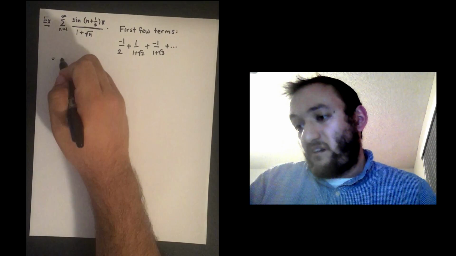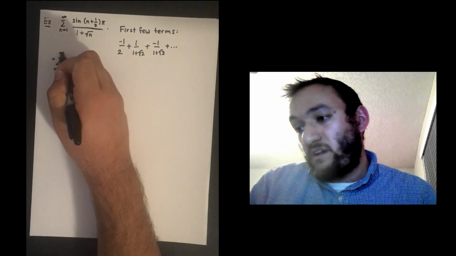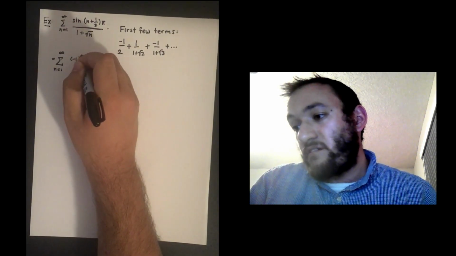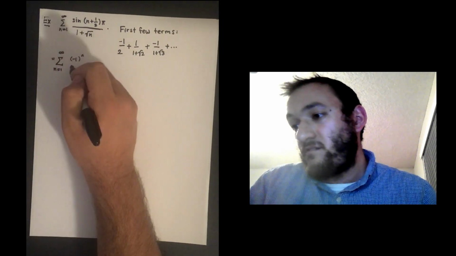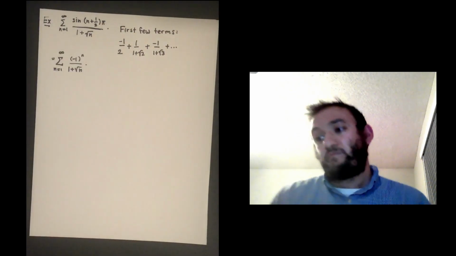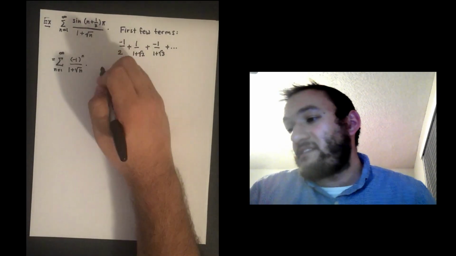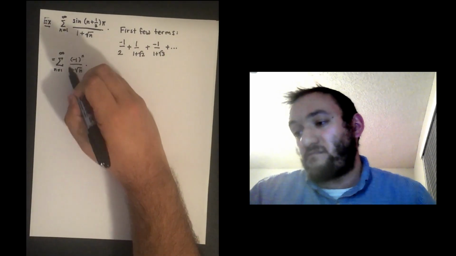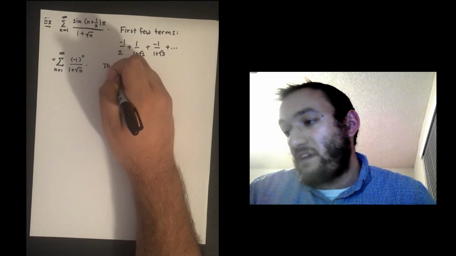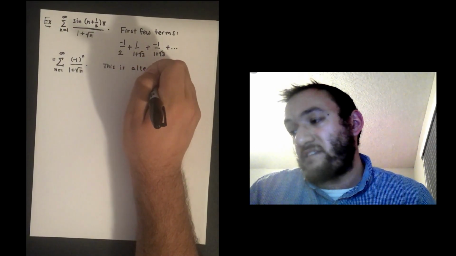So this can be thought of as truly the sum from n equals 1 to infinity of minus 1 to the n divided by 1 plus root n. Okay. And once we see that this is an alternating series, because the rest of the term is positive, then we can apply the alternating series test.